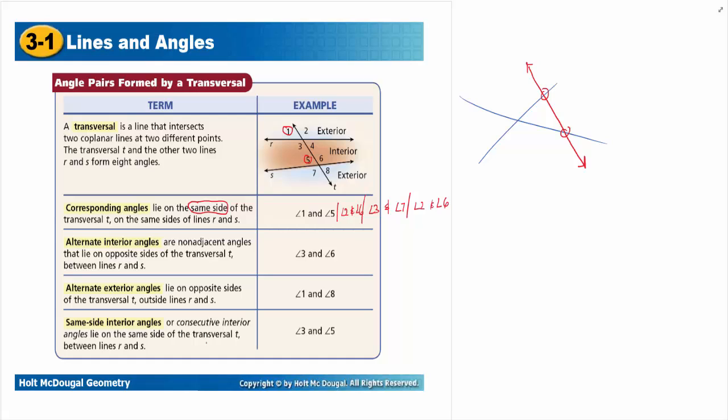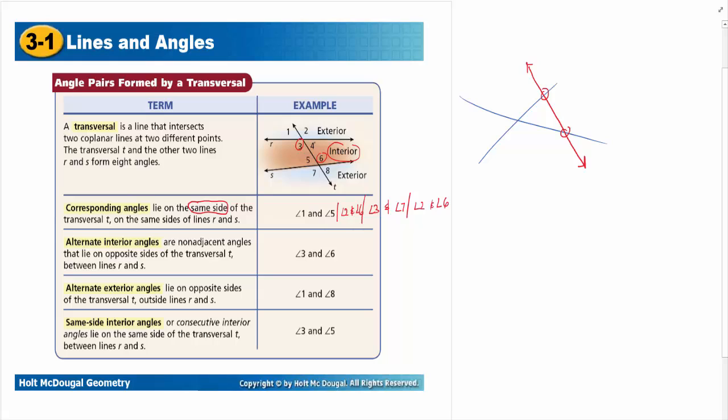Your alternate interior angles are on alternate sides of your transversal, and they have to be on the interior. So we're only looking at these 4 angles in here. So you'll see we have 3. Well, 6 is on the alternate side. Now again, you can't say it's next to, because that would just be a linear pair. That would be a whole other definition. So they're not linear pairs.